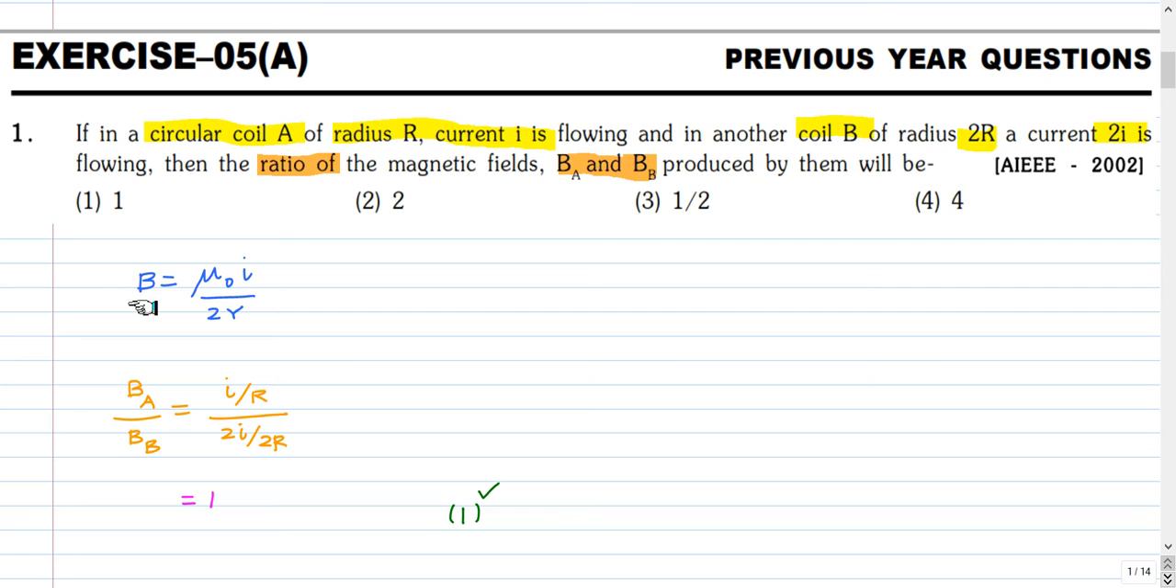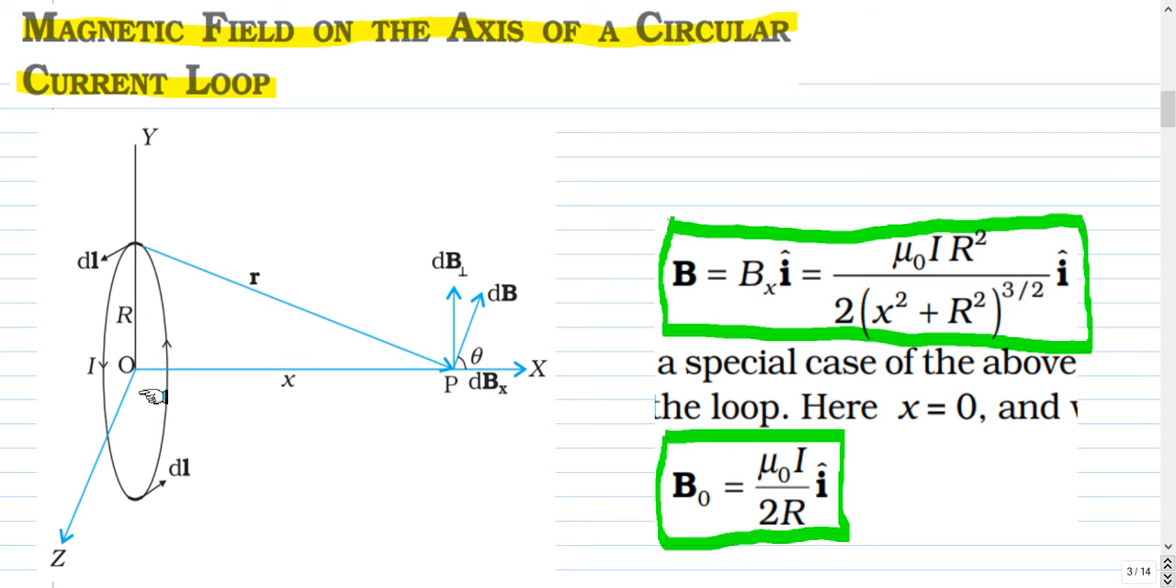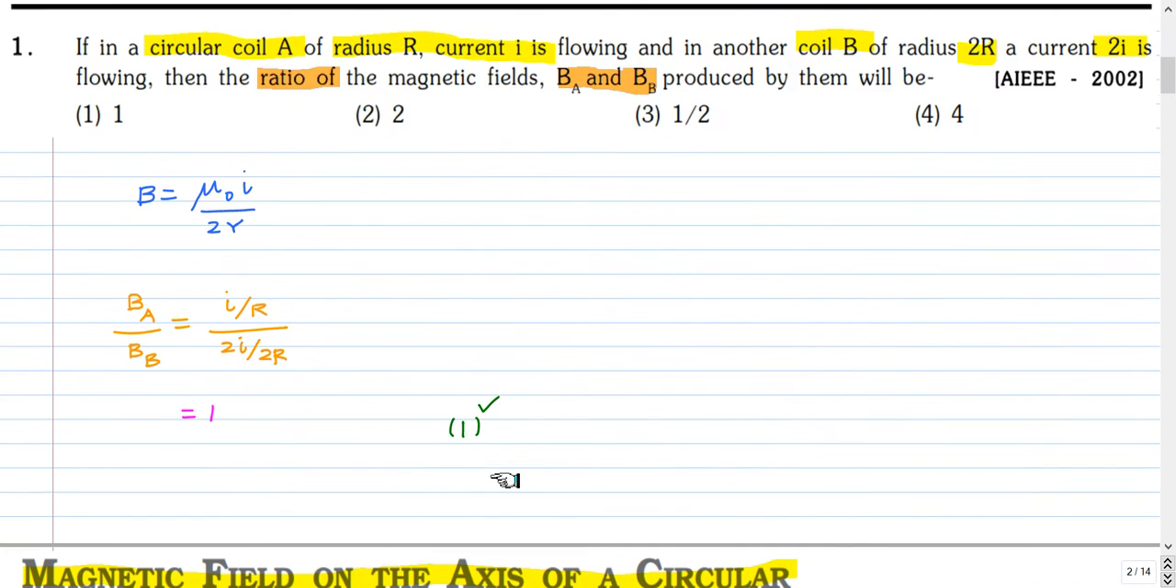So the magnetic field at the center of a circular coil is given as mu naught into I divided by 2R, where R is the radius of the coil. This is a standard result we are using. The magnetic field due to a circular loop along the axis at a distance x is given by this formula, and the direction of the magnetic field will be along the axis. But at the center of the circular coil we have to put x equal to 0. So we will have this result. Magnetic field at the center of a circular coil is mu naught into I divided by 2R. So use this result here.